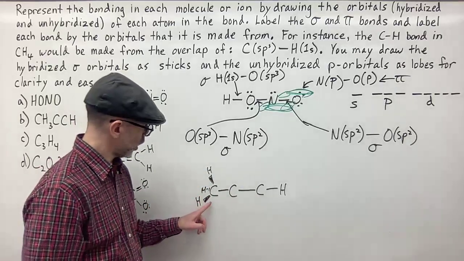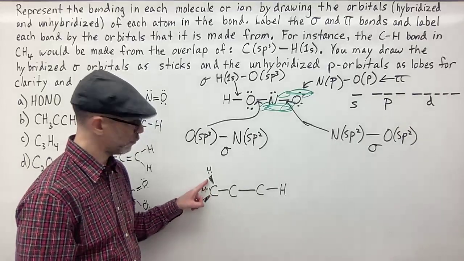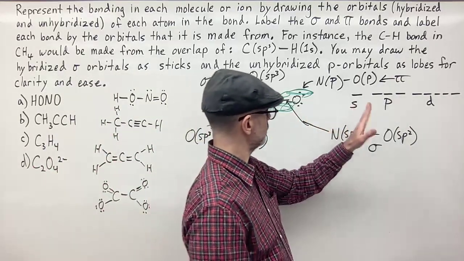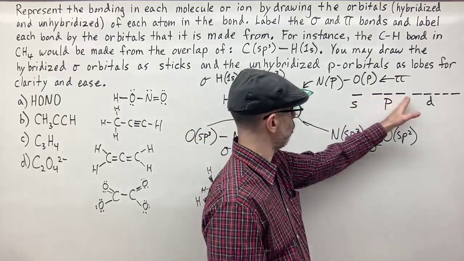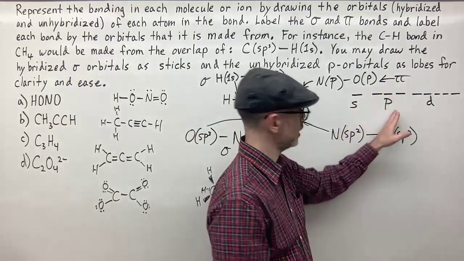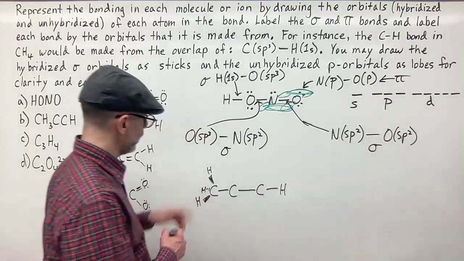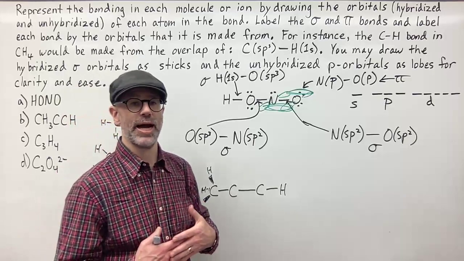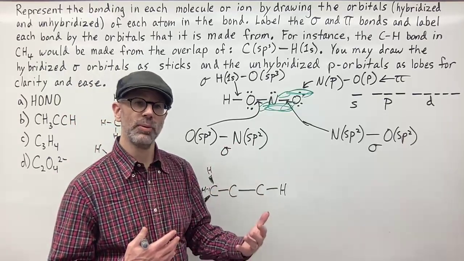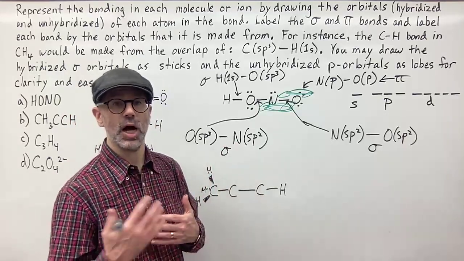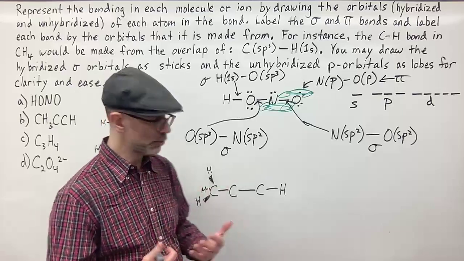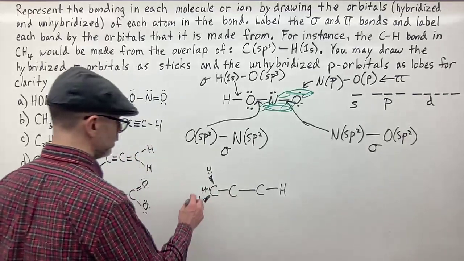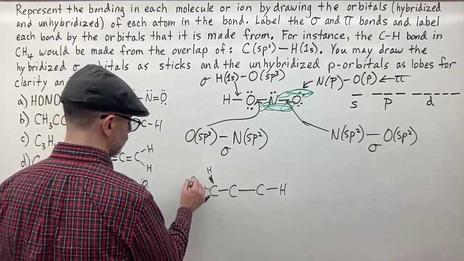So if you look at the carbon here, it's got 1, 2, 3, 4 electron groups. So taking 4 atomic orbitals, 1, 2, 3, 4, it's sp3 hybridized. So each of these is going to be an overlap of an sp3 hybridized orbital of the carbon with an unhybridized s orbital of the hydrogen, the 1s orbital, right? So here, I'm going to label all three of these.